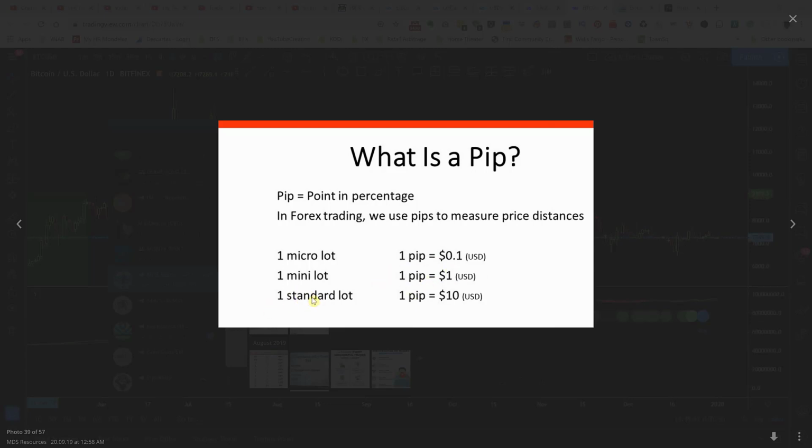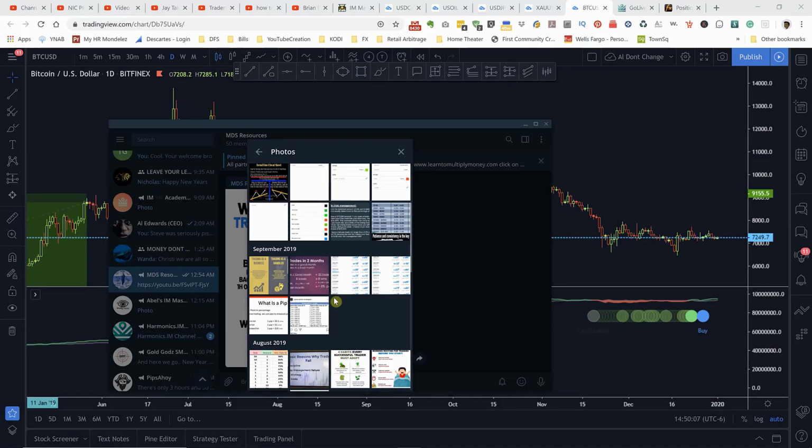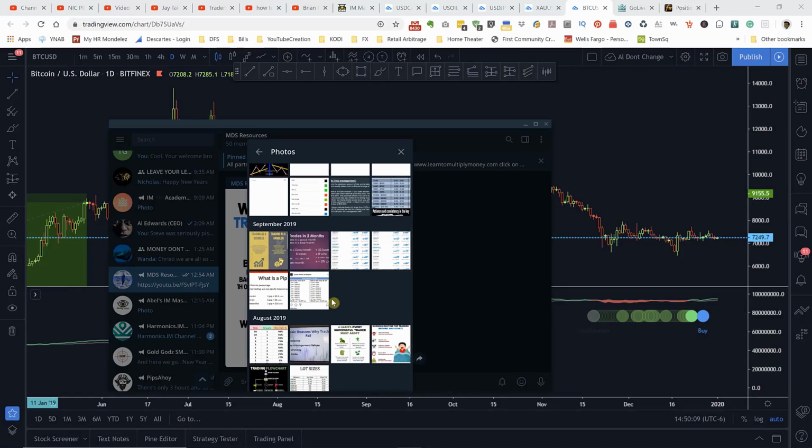All right, your order size, aka your lot, so 1 standard lot is equivalent to 1 pip equaling $10 per pip. So this is how you can measure your risk, aka how much money you would lose, and your reward, aka how much money you could profit when you trade in Forex. So let's go ahead and look at another graphic. Going a little deeper into pips.